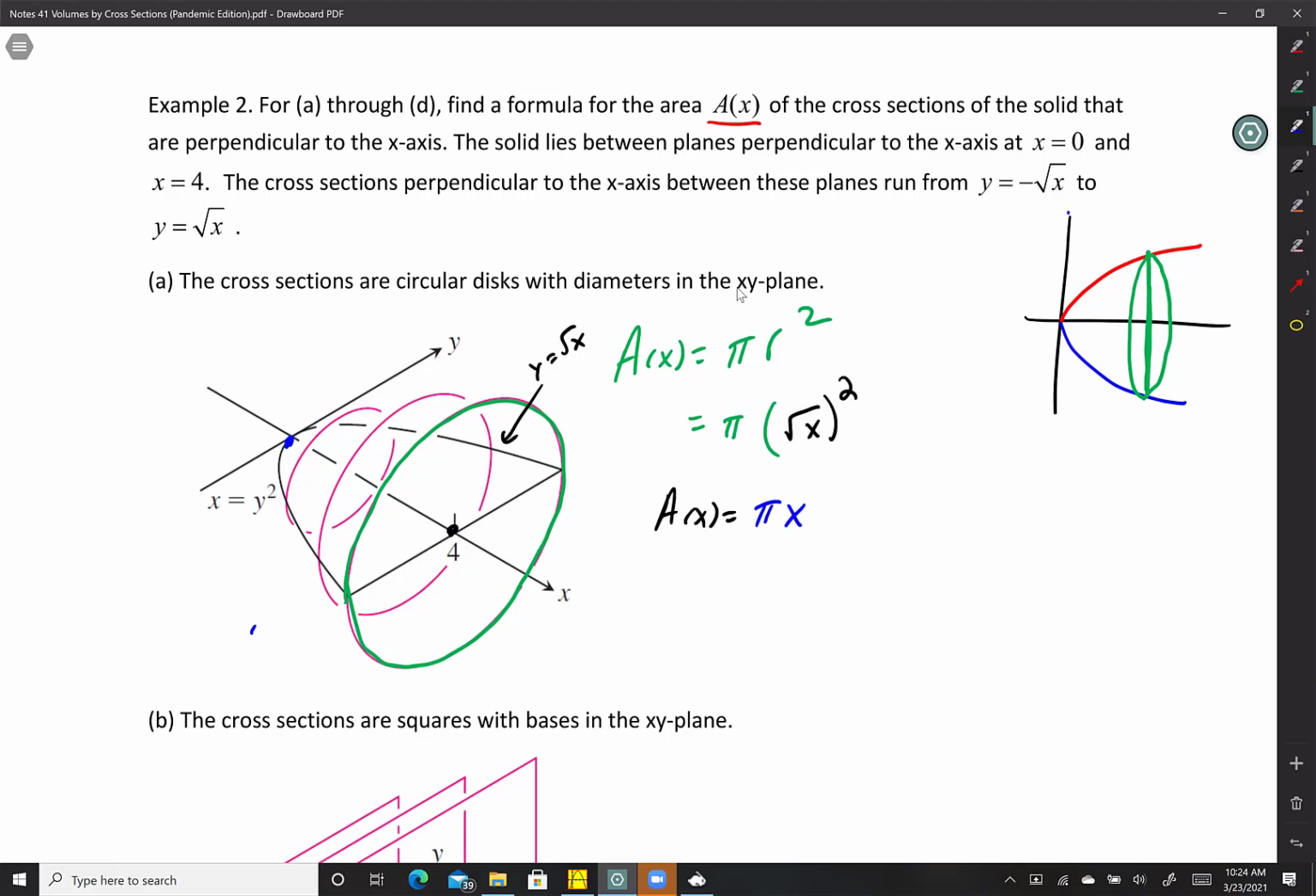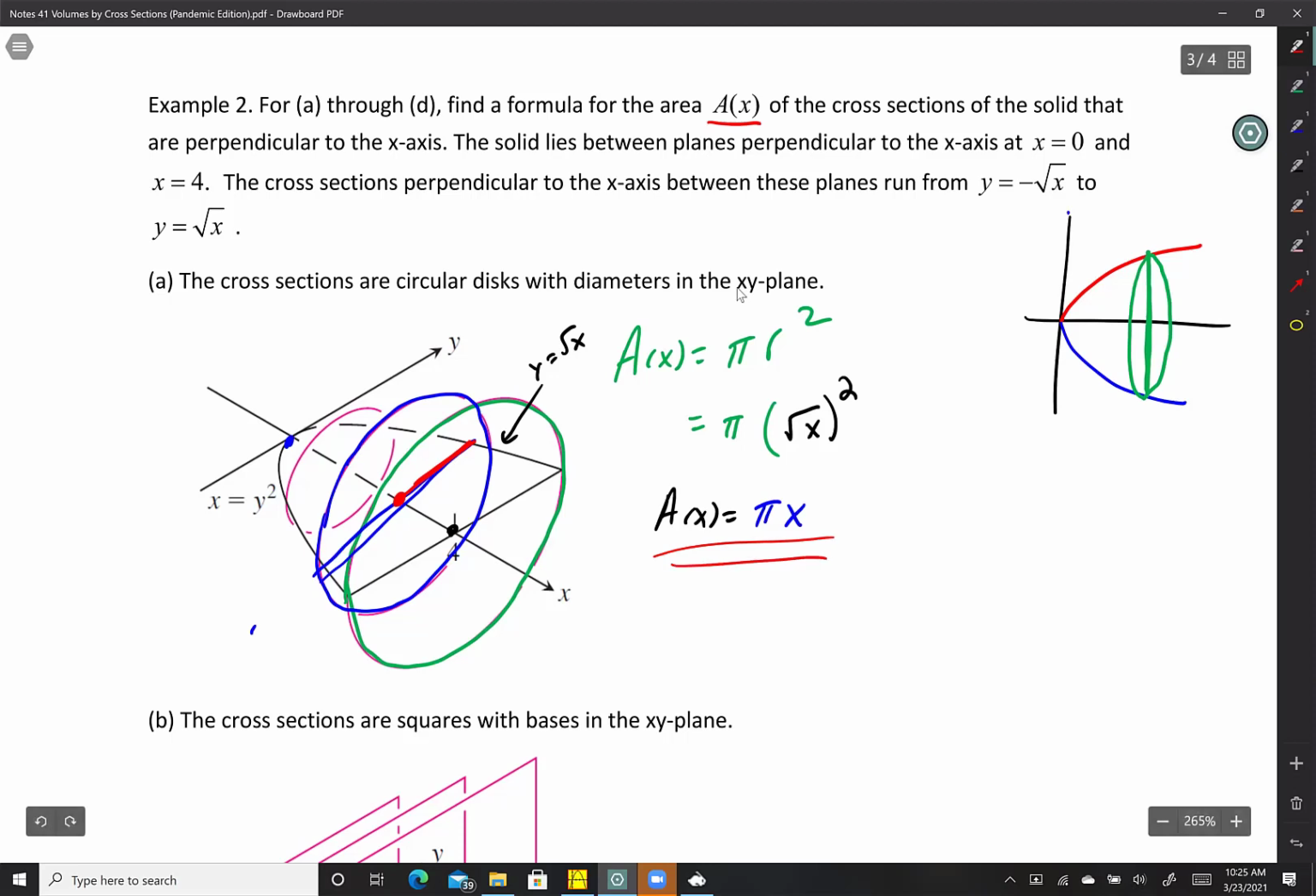If I look at this one here in black or blue, remember, we don't know where that cross section is at. So here's my diameter of that one in blue. And where's the radius? The radius is from the x-axis to that curve. So it's still going to be square root of x. I use the cross section that I think is the easiest, so I always look at the biggest one. All the cross sections are circles, all of them. Okay, there it is. We're done.